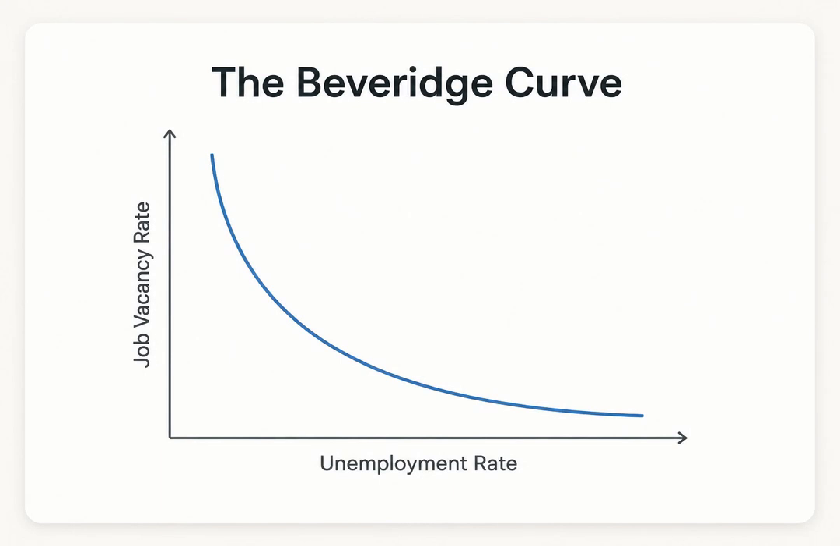Another essential concept is the Beveridge curve. This is a graphical representation that plots the unemployment rate on the x-axis against the job vacancy rate on the y-axis. The resulting curve is hyperbolic and slopes downward. It simply illustrates an inverse relationship. When the economy is doing well, job vacancies are high and unemployment is low. And conversely, during a recession, vacancies drop while unemployment rises.